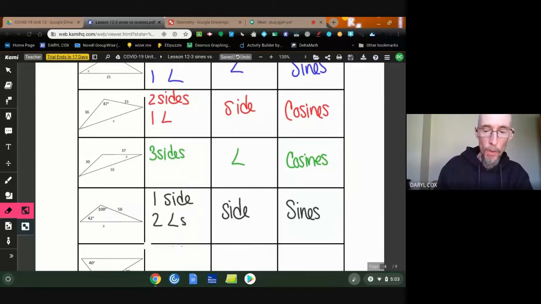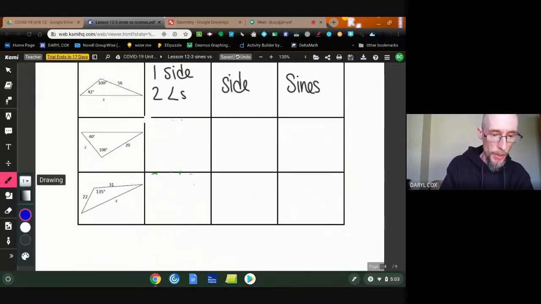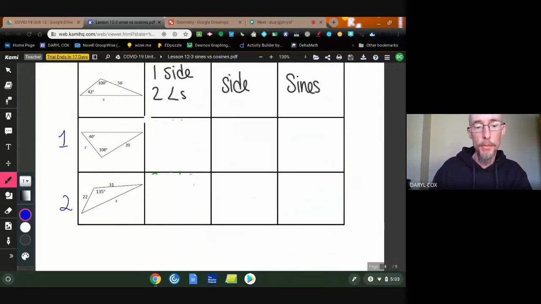All right, why don't you figure out the next 2 on your own? Okay, so I'll pull them up here. I'll call this one number 1 and that one number 2. Tell me, which law are you going to use for number 1? Which law are you going to use for number 2?